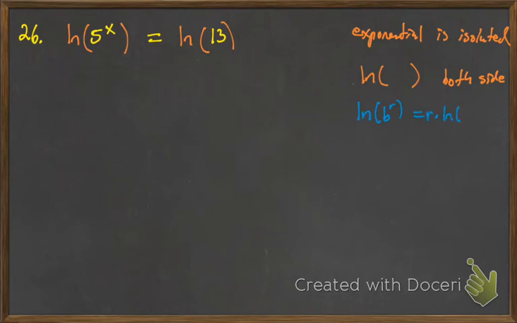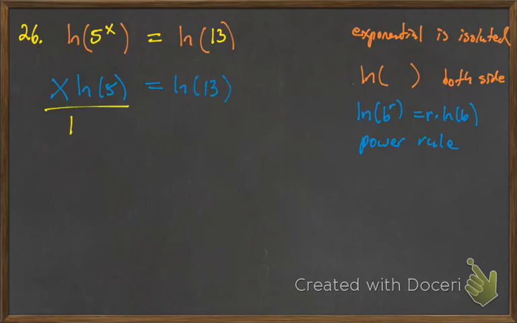Ln of b to the r: the power rule is going to take your exponent and bring it down in front. You can do this with any valid log base, but I like ln because it's less writing and it works nicely with e. Okay, and that's our power rule. So that's going to bring that x down. x ln of 5 is equal to the ln of 13.